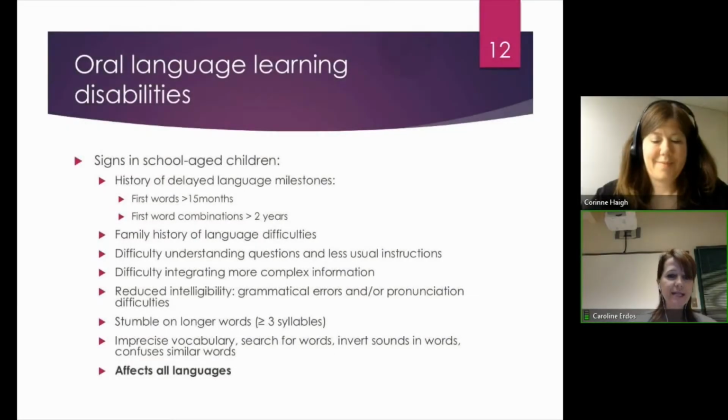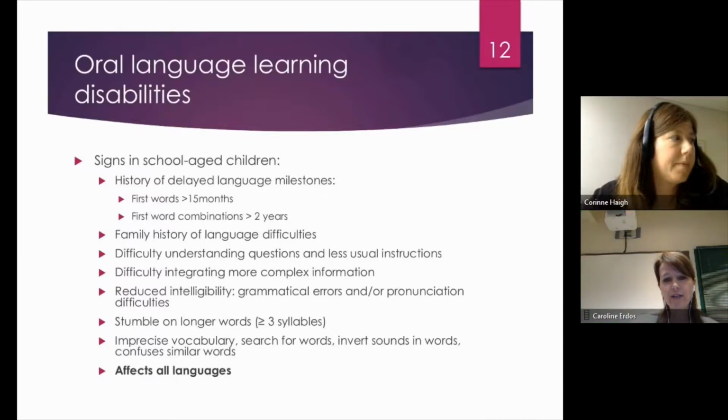So if we look at developmental language disorder or oral language learning disabilities, some signs that you may come across are, firstly, parents who report to you that the child has a history of delayed language milestones. So a child whose first words appeared after 15 months of age is a child who is at risk for developmental language disorder. A child whose first word combinations happened after 2 years of age is also at risk.